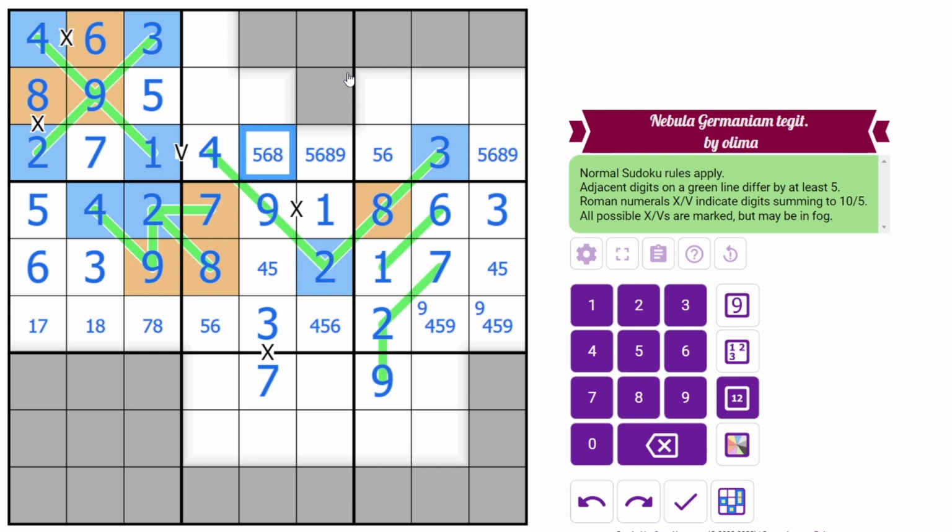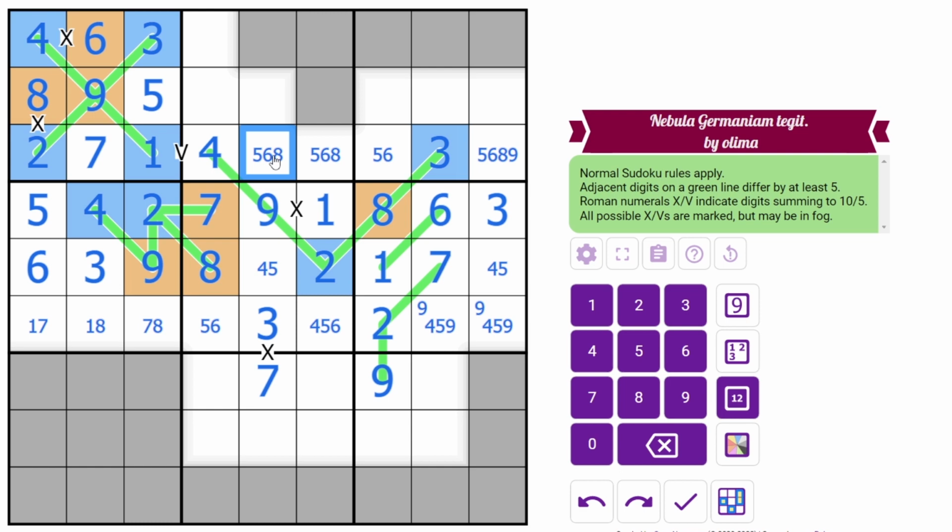Can this be 5, 6? That's right. This cannot be 9 because this is 1. 6, this cannot be 3, yeah, but nothing is stopping this. There is no 7, or there is no 2. 8, there is no 2. 1, there is no 9. 9, there is no 1. This is 5.